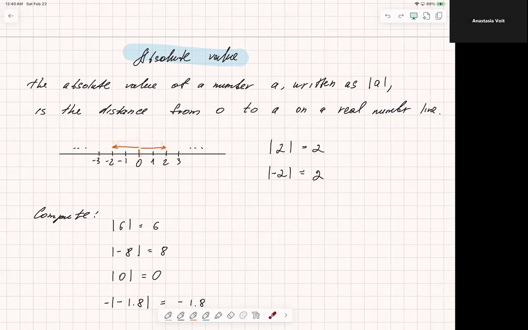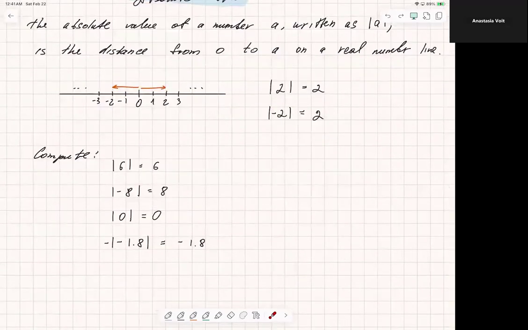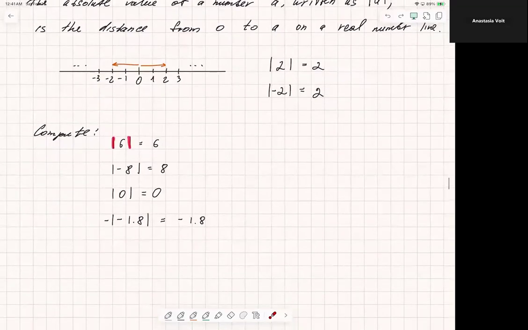So let's say we have the absolute value of 2. That means that we go 2 units to the right, so it's going to be +2, and also 2 units to the left, which is -2. So the absolute value of -2 is 2, and the absolute value of +2 is 2. So essentially what it means is that the negative signs inside of the absolute value bars disappear, okay? So this is just the distance, and distance is a positive value. So let's compute. If we have the absolute value of 6, that's going to be just 6.